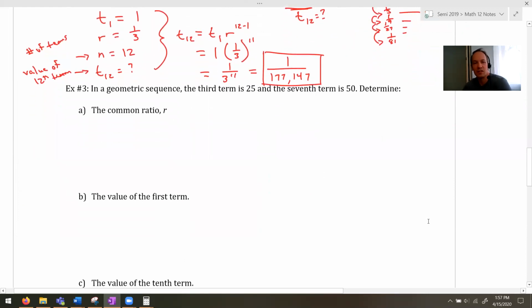Question 3. This is a nice little textbook style question. In a geometric sequence, the third term is 25 and the seventh term is 50. So this here is T3 and this here is T7. If we have to determine the common ratio r, if you haven't thought about this too much, you might want to pause the video and think about this. What is the way we're going to determine r? And it's not as simple as 50 divided by 25.